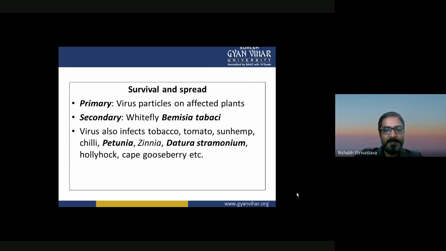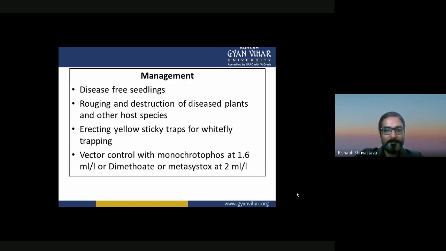Secondary: whitefly, Bemisia tabaci. The virus also infects tobacco, tomato, sunhemp, chili, petunia, zinnia, Datura stramonium, hollyhock, kale, gooseberry, etc. Management: disease-free seedlings, rouging and destruction of diseased plants and other host species, erecting yellow sticky traps for whitefly trapping, vector control with monocrotophos at 1.6 ml per liter or dimethoate or metasystox at 2 ml per liter.